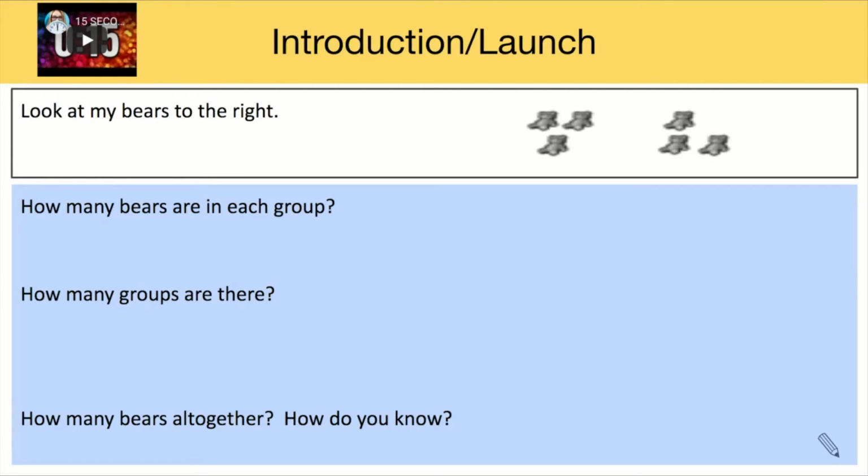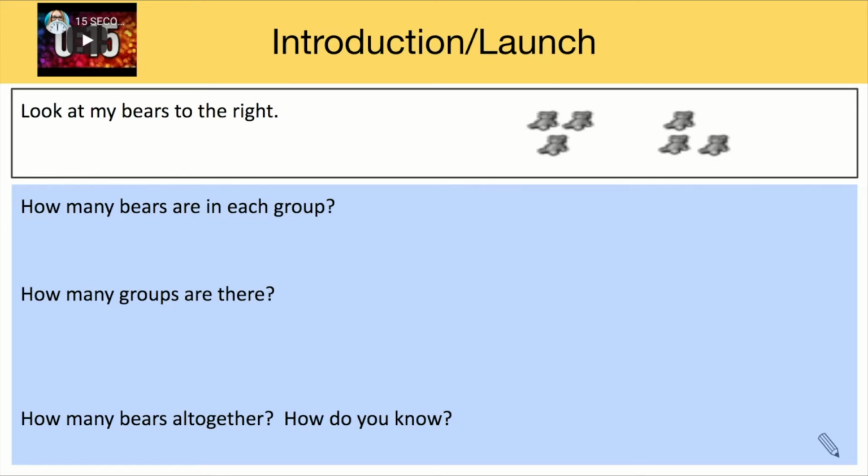Let's look at today's lesson. I will help you answer these questions. Let's practice what we just learned about groups and arrays on this slide. Look at the bears at the top. First question, how many bears are in each group?